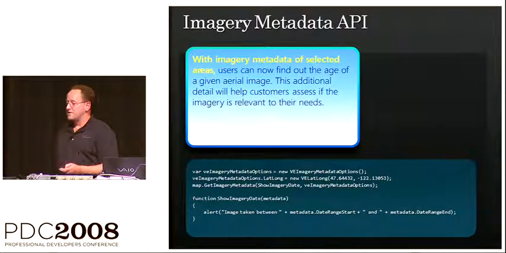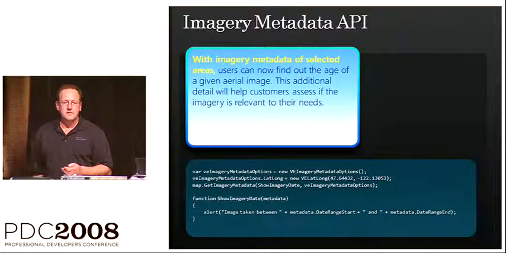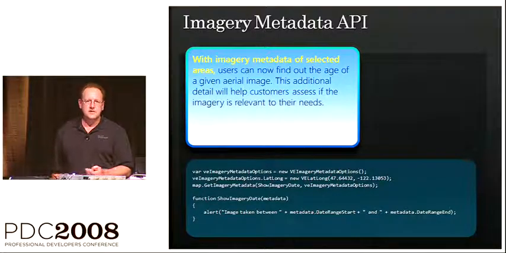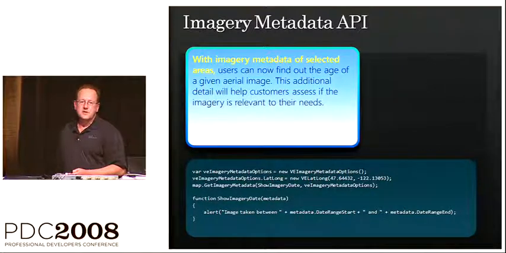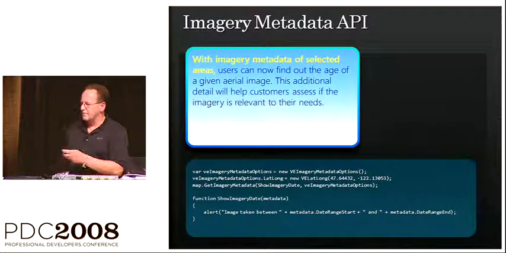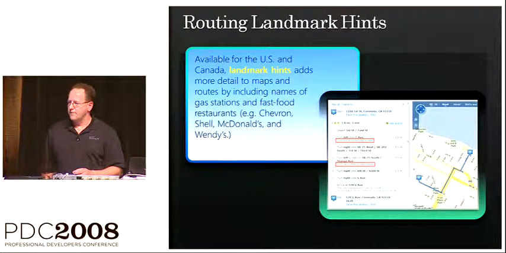So now, new to version 6.2, you can go in here and actually request the image metadata for the imagery on your map. In addition, we can also provide you that provider data for the image data on there as well. And I'll show you a little example of this a little later in the session.